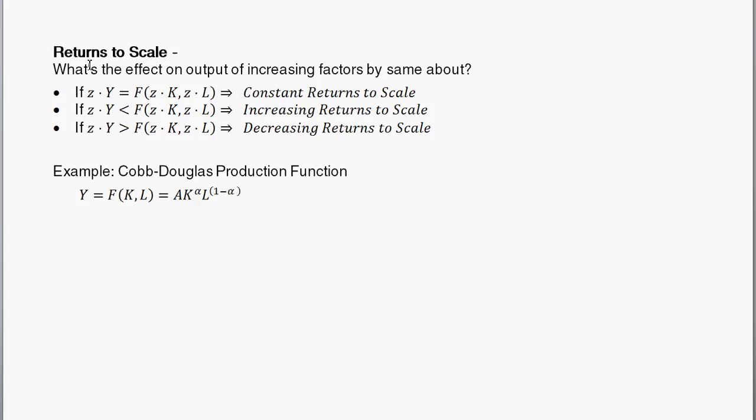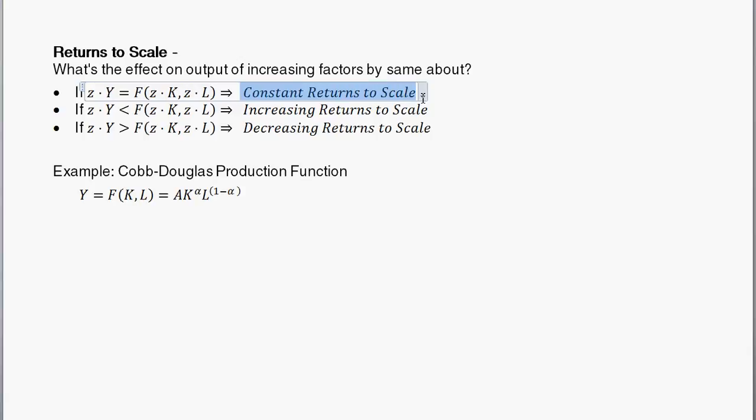We also assume constant returns to scale for this model. Don't worry too much about this. First off, what is returns to scale? Returns to scale is given the same increase in all the factors. So I'm increasing both capital and labor by some amount z. Maybe think of z as doubling, so z is 2. How much does output increase? If you increase the factors by some amount and you get the same proportional increase in output, we call that constant returns to scale.